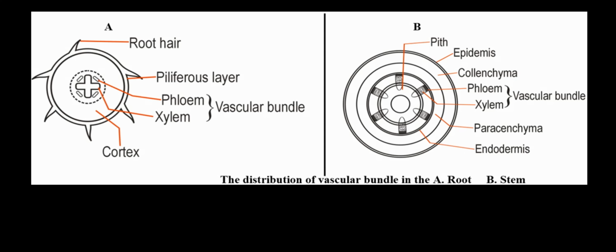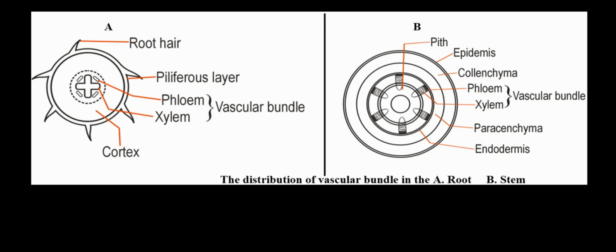When you are asked to draw this type of diagram in exam conditions, you should make sure that there's no shading and your labeling lines should not cross each other. And also, there should be a title. So this is the distribution of vascular bundles in the root and the stem.